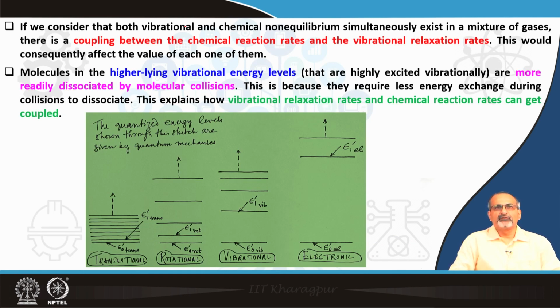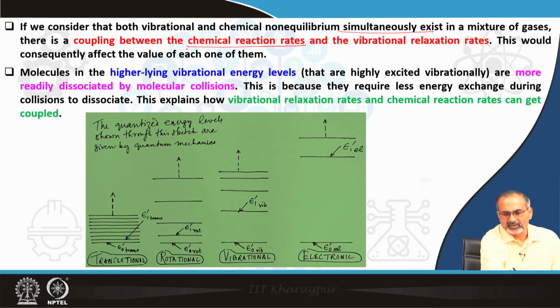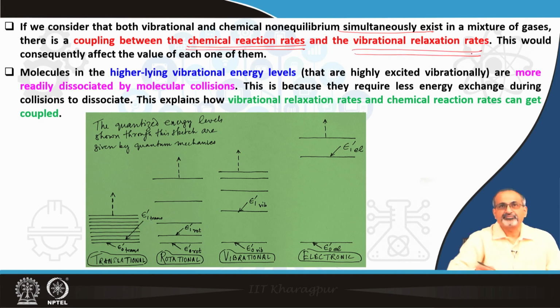If we consider that both vibrational and chemical non-equilibrium simultaneously exist in a mixture of gases, there is a coupling between the chemical reaction rates and the vibrational relaxation rates. So, you have to be carefully watching the terms. On one hand, we are saying chemical reaction rate, on the other we are saying vibrational relaxation rates. Why are we talking about both? Because we are saying that there is a simultaneous non-equilibrium of both vibrational as well as chemical energy exchanges.